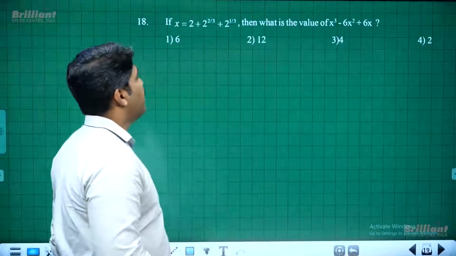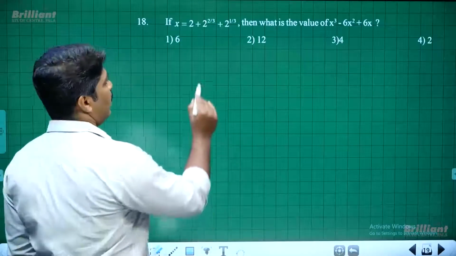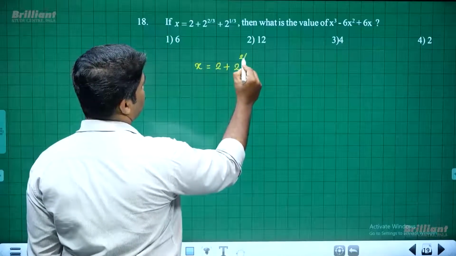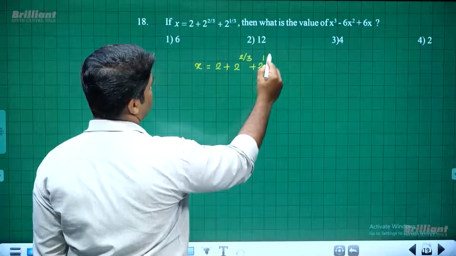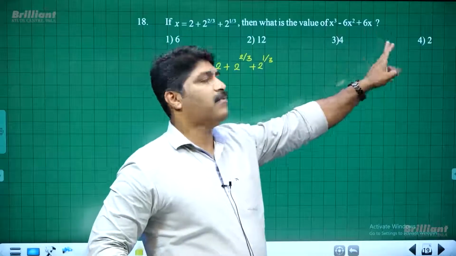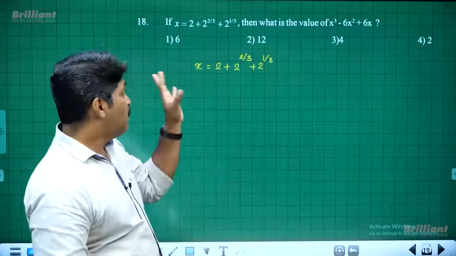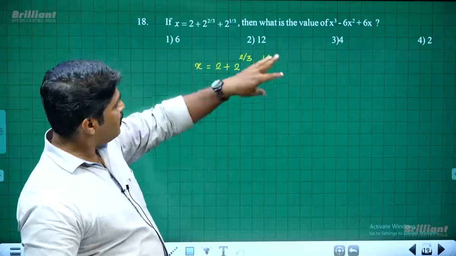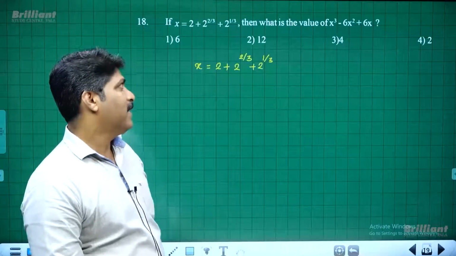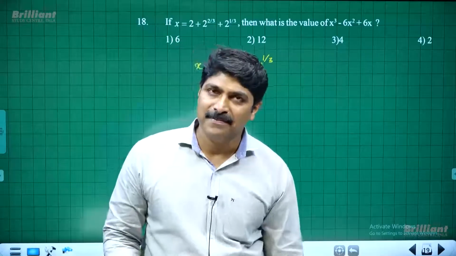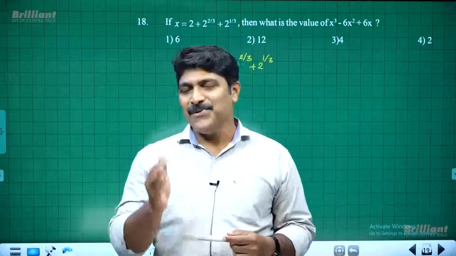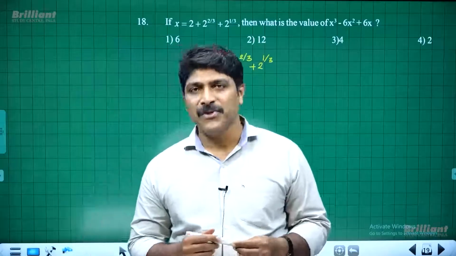This is another tricky question. Here x equal to 2 plus 2 raised to 2/3 plus 2 raised to 1/3. From such value, we have to find the value of this expression. Is it possible to find a value of x from this expression and substitute it in the given expression to find out the answer? No. That's a complicated type of operation. So therefore, you have to understand the nature of such a question. Whenever you get such a tricky question, understand what is the tricky method or approaching style towards such a question.